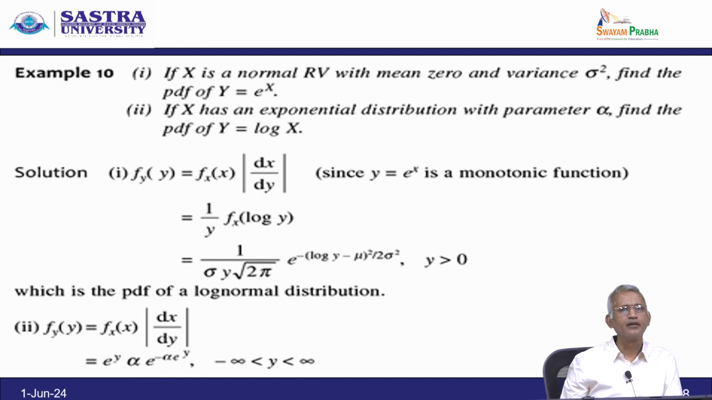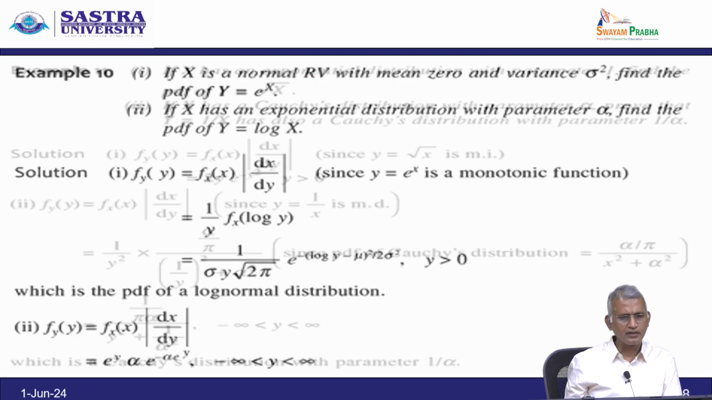Next problem: if x is a normal random variable with mean 0 and variance sigma square, find the PDF of y equal to e power x. And if x has an exponential distribution with the parameter alpha, find the PDF of y equal to log x. Now, the formula is f_Y(y) equal to f_X(x) into modulus of dx by dy, and y equal to e power x is monotonic, and substituting it, you can get it. So, the PDF of the log normal distribution will be generated.